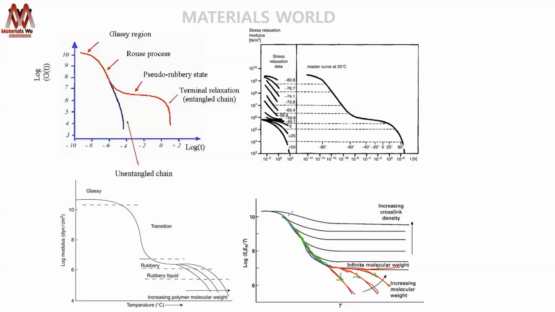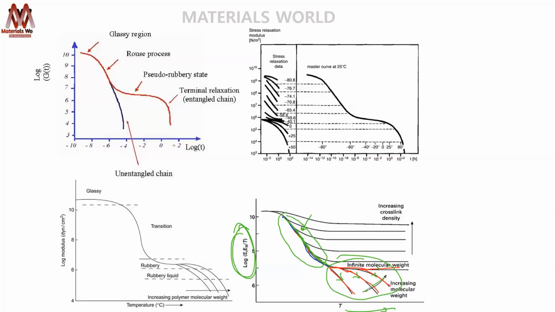What does it mean? This is near Tg. Near Tg, you see no effect of molecular weight. So near Tg, molecular weight will not have any effect on the stress or modulus relaxation with time. Remember, it is affected strongly above Tg, in the rubbery state.